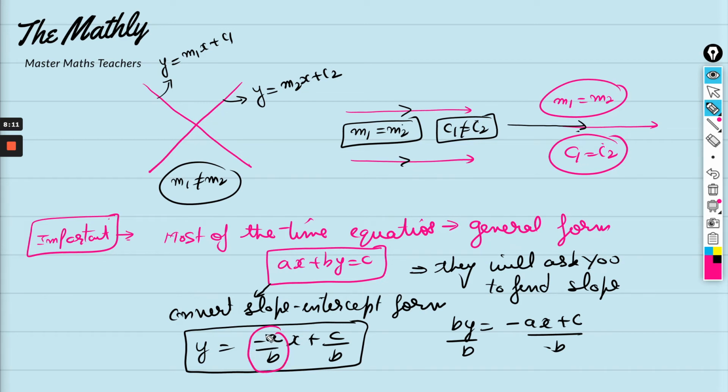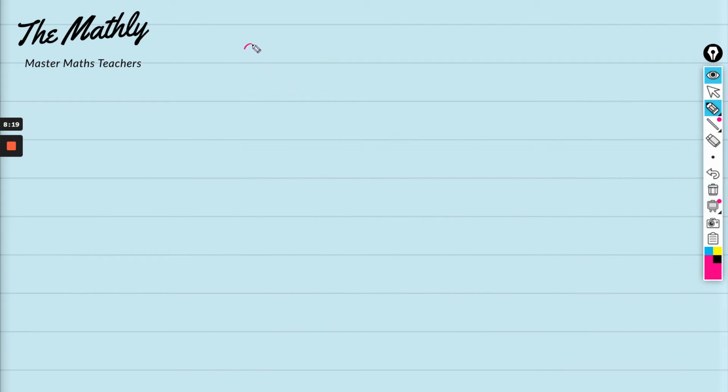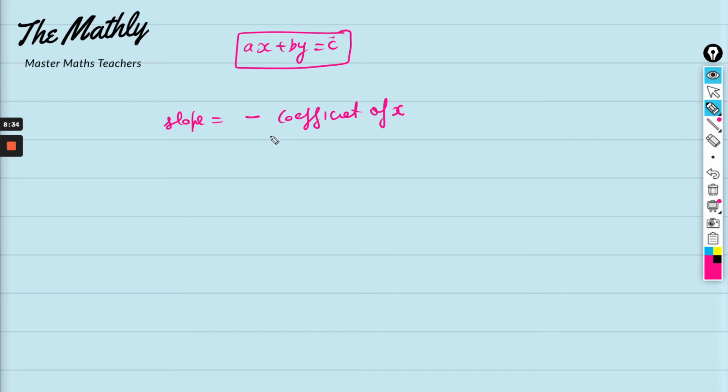But in your SAT, you don't have that much time. This is the biggest problem. So instead, let's suppose we are given a general form of an equation, ax plus by equals c. The slope will be the negative of the coefficient of x upon the coefficient of y. Whenever the equation is given in general form, you can find the slope using this formula. Simple as that. Now let's discuss some examples.